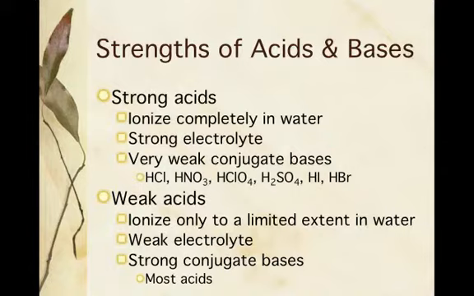Their conjugate bases are very weak. So as the strength of an acid goes up, the strength of its conjugate base goes down. So for very strong acids, it's very easy to lose that proton, and very hard for it to gain it back as a base. These are the strong acids: HCl, HNO3, HClO4, H2SO4, HI, and HBr. You need to know those.